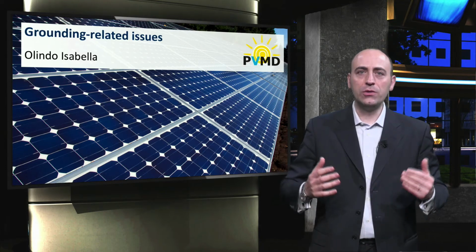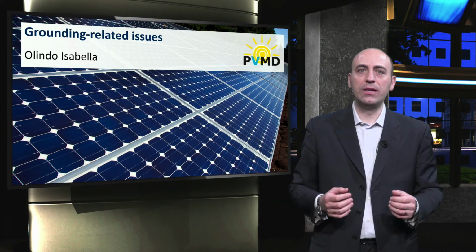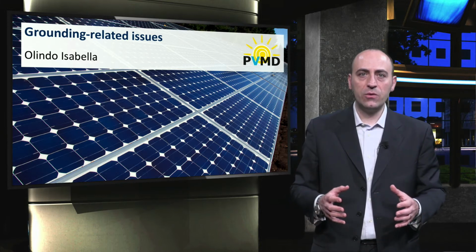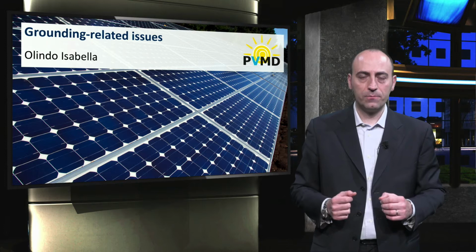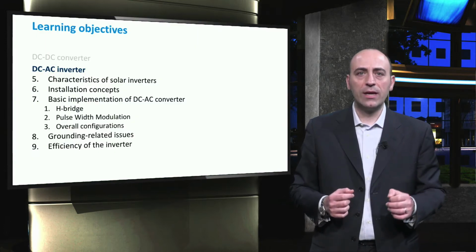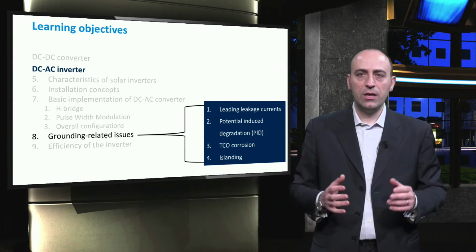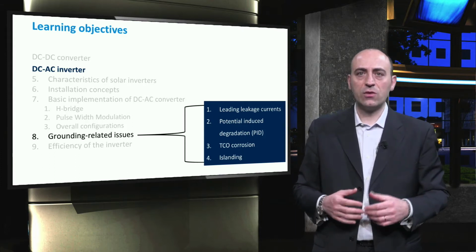In this video, we are going to learn which issues can arise related to grounding of a PV system. As we will see, these phenomena decrease the performance of the PV panels. In particular, we shall look at leading leakage currents, potential induced degradation, TCO corrosion, and the effects of islanding on safety.